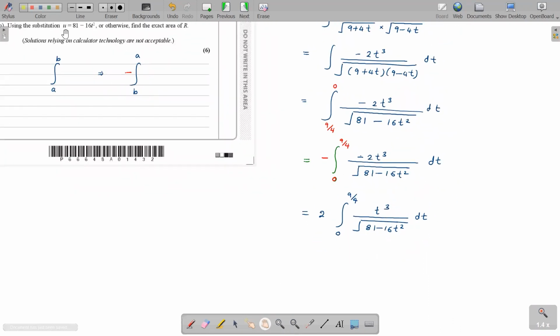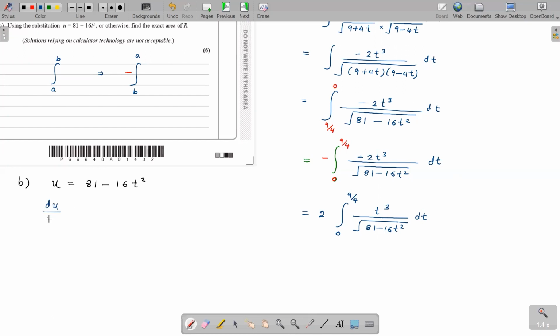u equals 81 minus 16t square. When they give you a substitution, what's the first thing you are supposed to do? Differentiate the given substitution, because we will need to replace the dt. This entire sum, everything in terms of t, must be converted to u, including the dt. So the reason to differentiate the given substitution is to create a substitution for the dt.